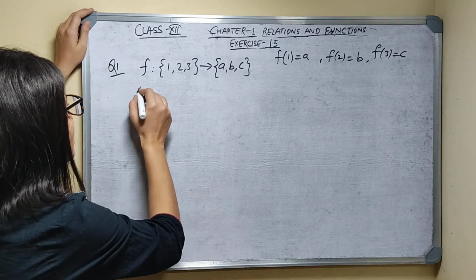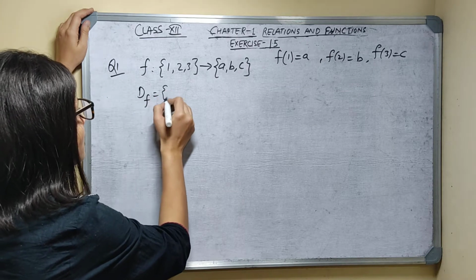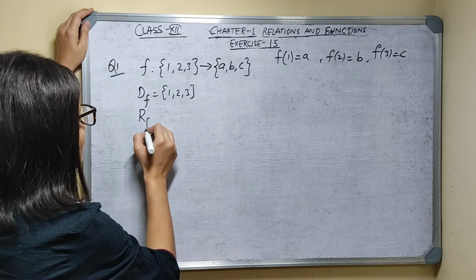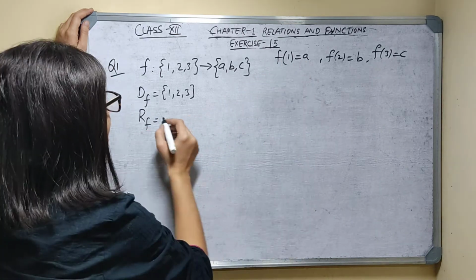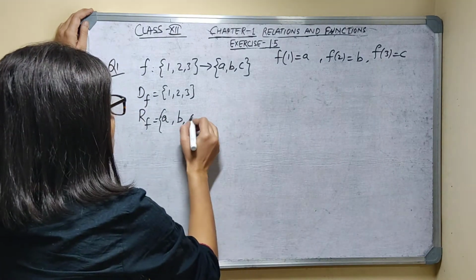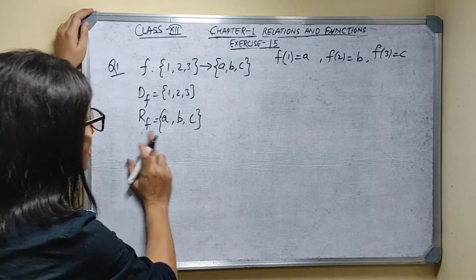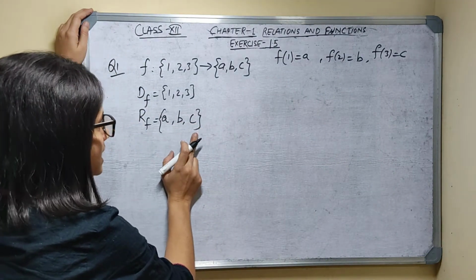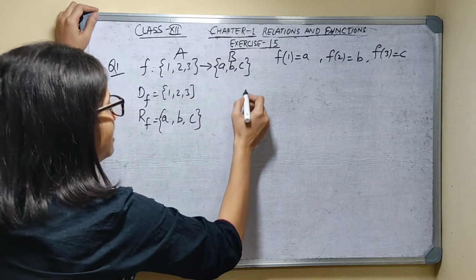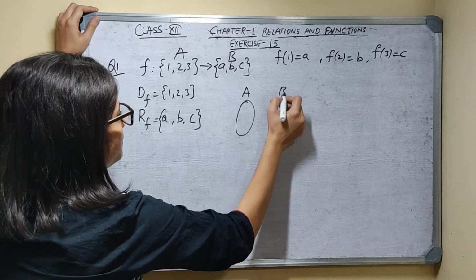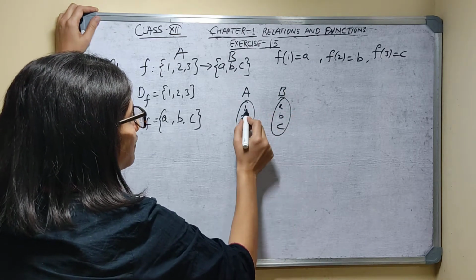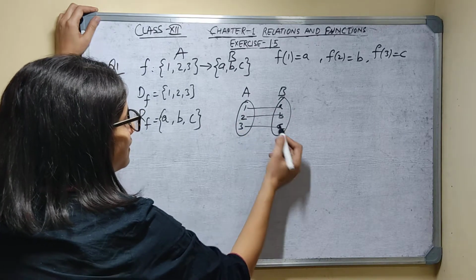Means domain is equal to what? Domain of the function is 1, 2, 3. This is clear. And the range of the function is what? 1 is related to a, so it is a, b, c. So you can see here range of f is equal to {a, b, c}. If I write here, let's say this is set A and this is set B, this is 1, 2, 3, and here it is a, b, c. 1 is related to a, 2 is related to b, 3 is related to c.